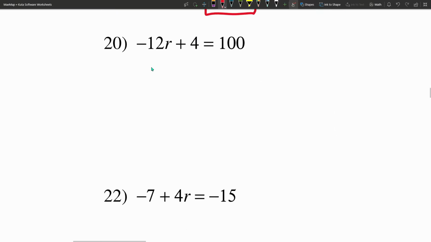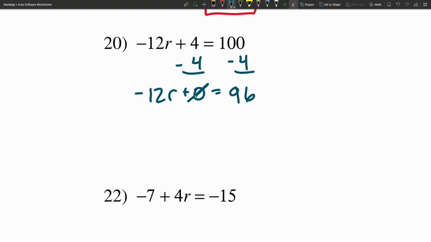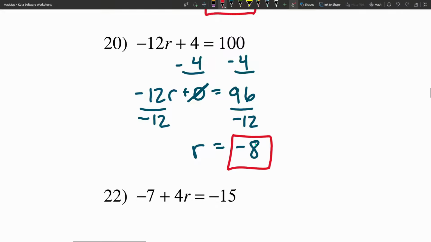Number 20 says that negative 12r plus 4 equals 100. We're going to start by getting rid of this positive 4. So we're going to subtract 4. So we have negative 12r plus 0 equals 100 minus 4, which is 96. Negative 12r plus 0, well, that's just negative 12r. So all we're doing is dividing both sides by negative 12. That leaves us with r equal to 96 divided by negative 12. That's a negative. 96 divided by 12 is 8. So negative 8 is our solution for number 20.